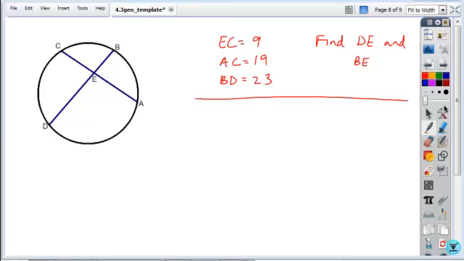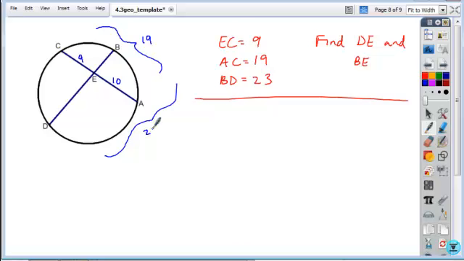All right, so let's talk through what we have here. We're told that EC is 9, and that the whole thing AC is 19. So what does that mean is left for EA? 10, right? Okay, so that's segment addition. And then we're also told that this whole thing BD is 23.